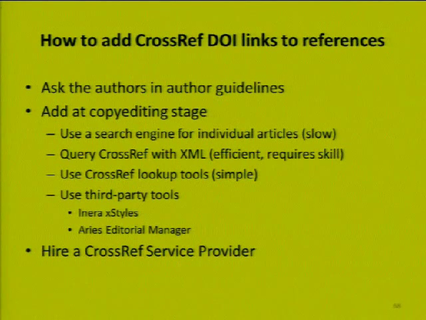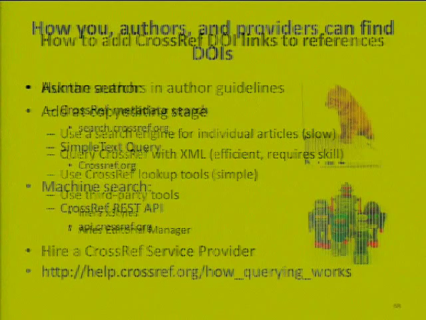You can, of course, just search for the article on Google or Bing and find a DOI. You could, if you're a very big publisher, set up a query using XML queries, which will return the DOIs for you. My personal favorite is the CrossRef lookup tools, which I'll talk about in a minute. However, if you are using a third-party tool like Inera XStyles or Aries Editorial Manager, some of these systems, which are for submission and editing, will have embedded within them a DOI insertion tool. So they will automatically format your references and add that DOI into them, so they can be really useful. Or you can get someone to do it for you, a service provider.